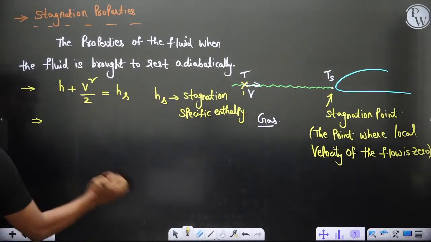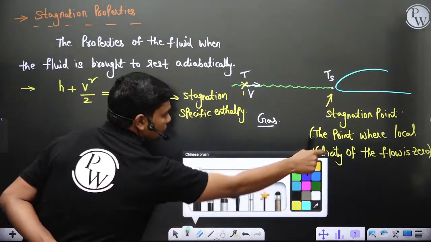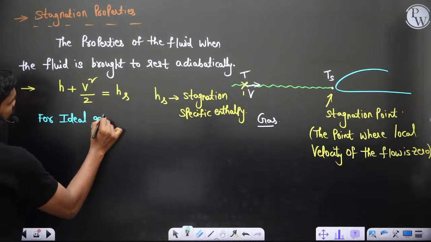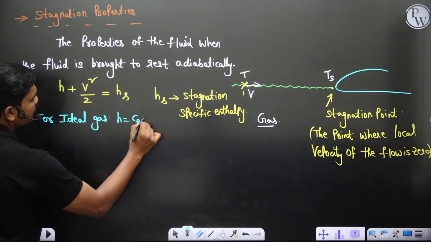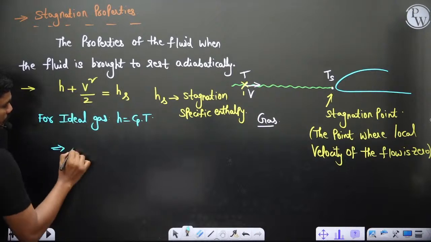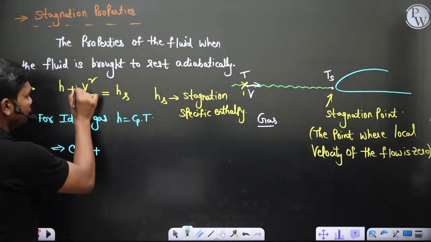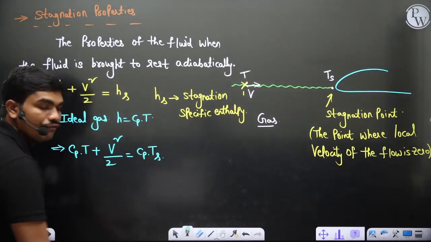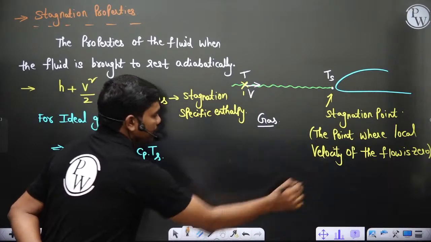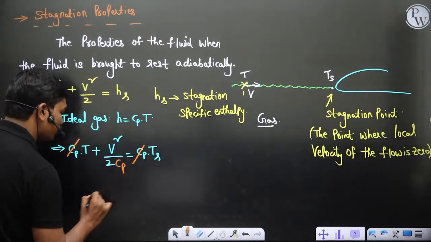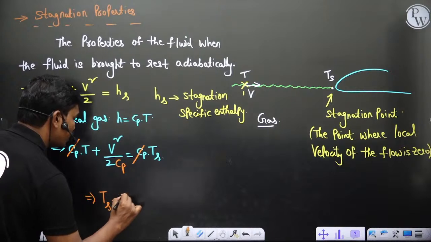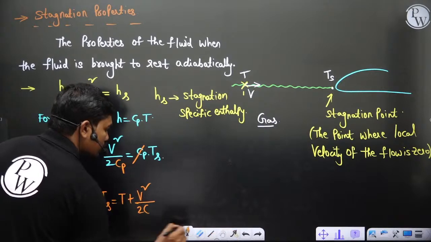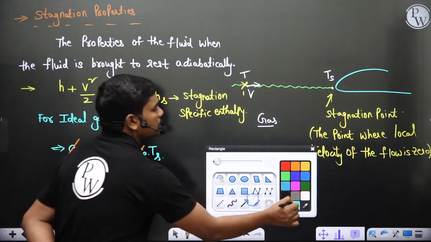Now clearly you can see for an ideal gas, if this substance is an ideal gas, H is equal to Cp into temperature, we know this. So H can be written as Cp into T plus V square by 2, which is equal to Cp into Ts. Now if you want only the stagnation temperature, you can divide by Cp all over in this equation, so we get Ts is equal to T plus V square by 2 Cp.